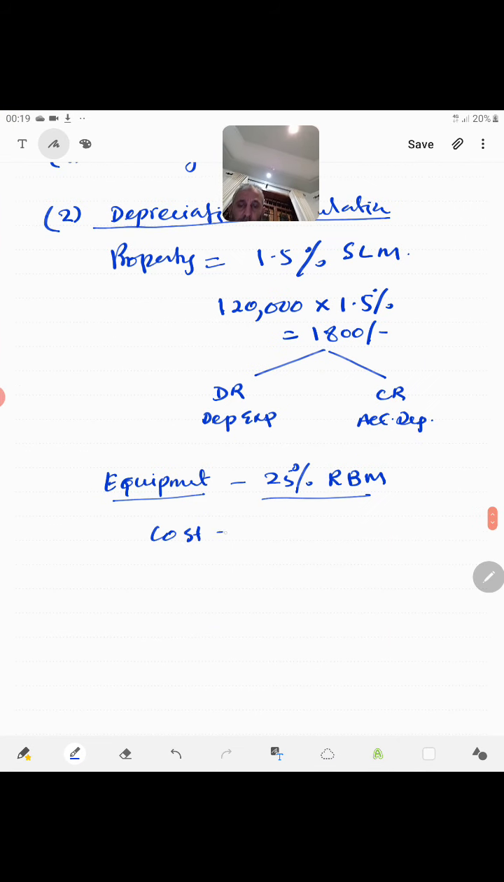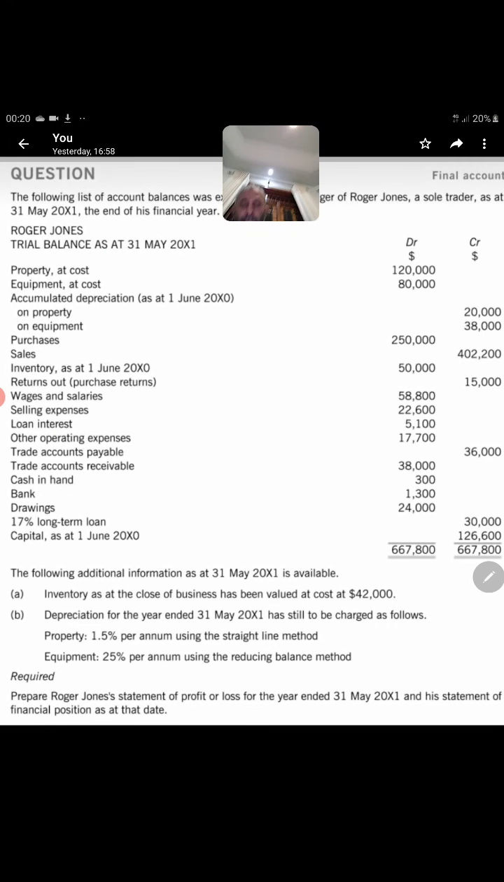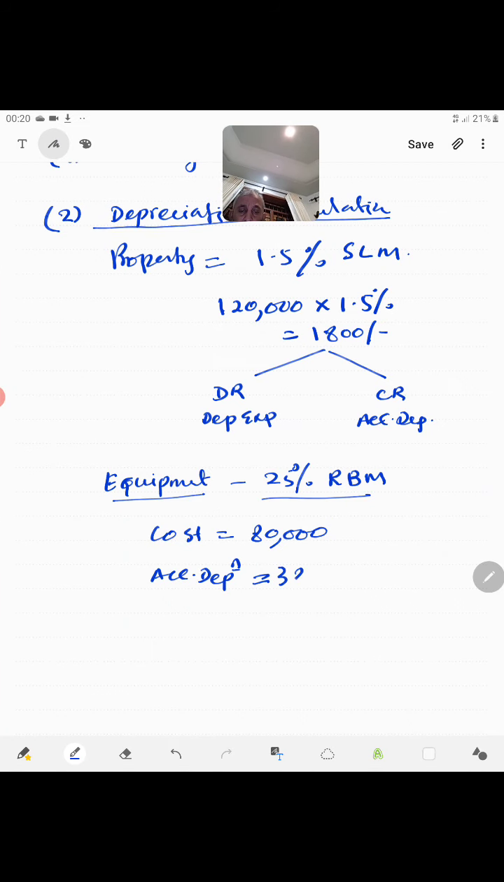Cost 80,000. So far, accumulated depreciation we need to know prior to calculating the depreciation. That is 38,000. So what you do now, you subtract these two.